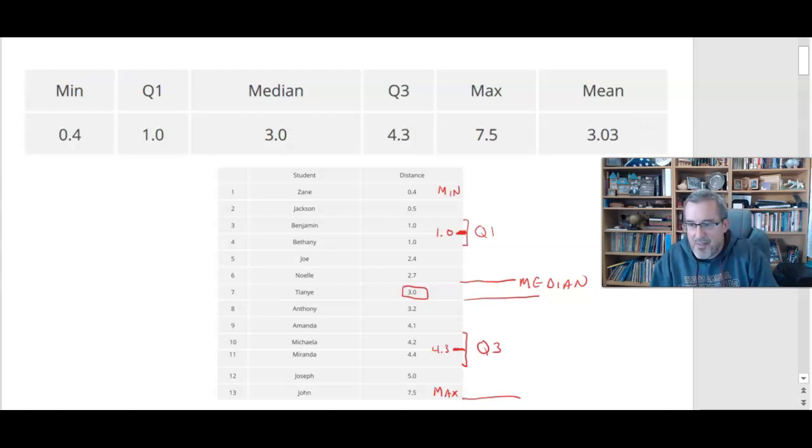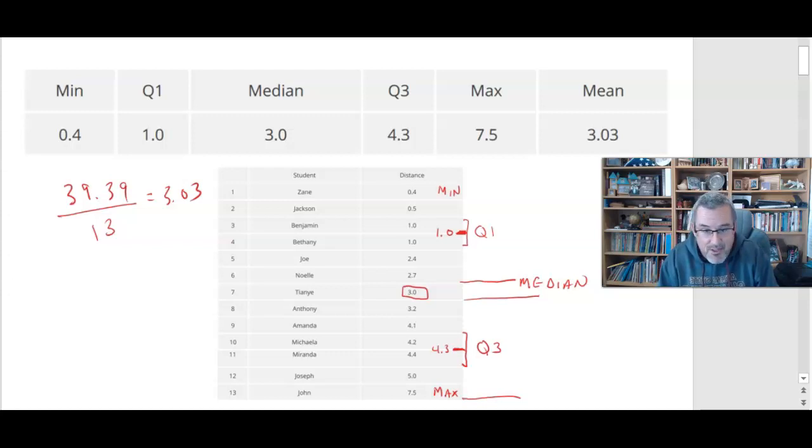So I'd like you to think about that for a minute. Can you imagine this? If you add up all those numbers, I think it comes out to be 39.39, and then you divide by 13, you get 3.03. So if you add up the total distances that everybody lives from school and then equally distribute them by dividing by 13, everybody would get 3.03.